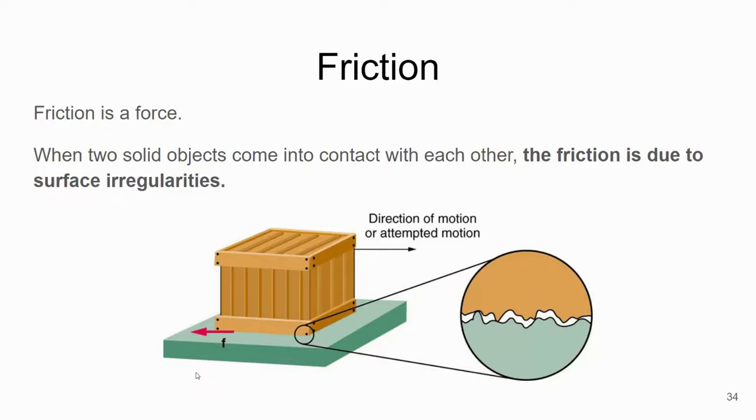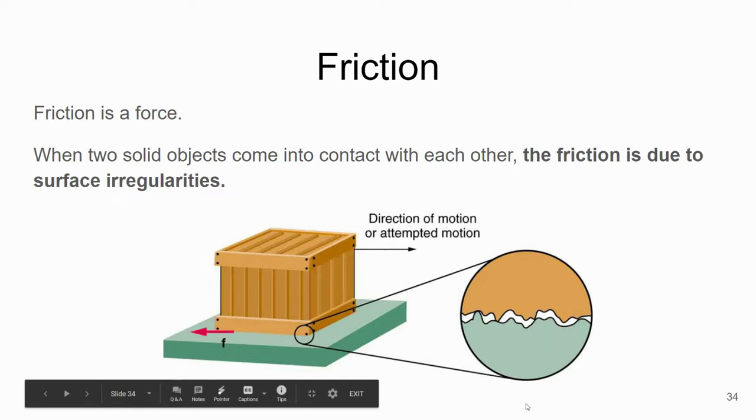So friction is a force. So when two solid objects come into contact with each other, the friction is due to surface irregularities. So what that means is even if you have two things that are smooth, at least when you're looking at them with your unaided eye and they look very smooth, if you were to zoom way in, like this picture is doing here, so maybe the bottom of the crate looks smooth and the concrete surface it's on also looks smooth. If you could zoom in microscopically, you would see they're actually very irregular surfaces. And as they're moving past each other, things are bumping against other things.